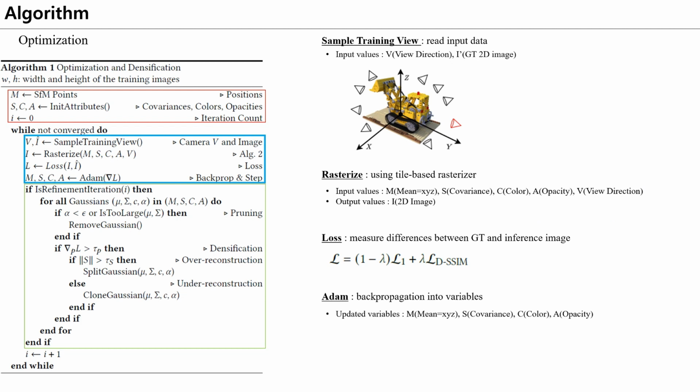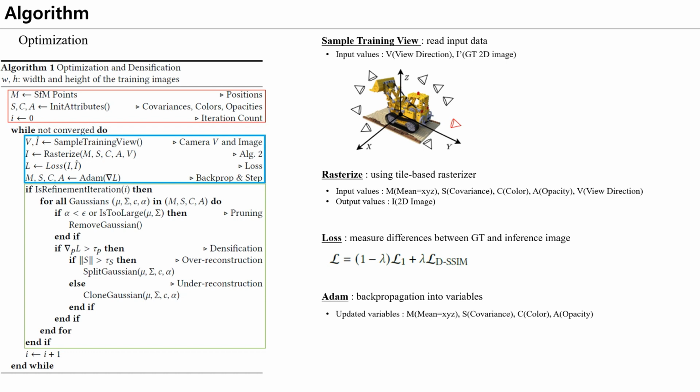Next, let's look at the optimization section marked in blue. The sample training view is simply the part that receives the ground truth image and the view direction, which is the camera pose, as input. The rasterizer renders a Gaussian model with mean, variance, color, and opacity into an image according to the view direction, which is the camera pose. In loss, the difference between the rendered image and the ground truth is calculated from L1 loss and DSSIM loss. In Adam, the four variables that make a Gaussian are updated through the Adam optimizer. It follows a simple machine learning process.